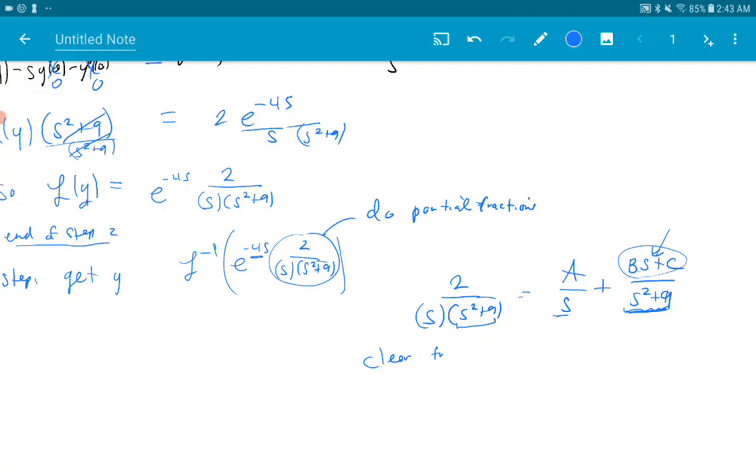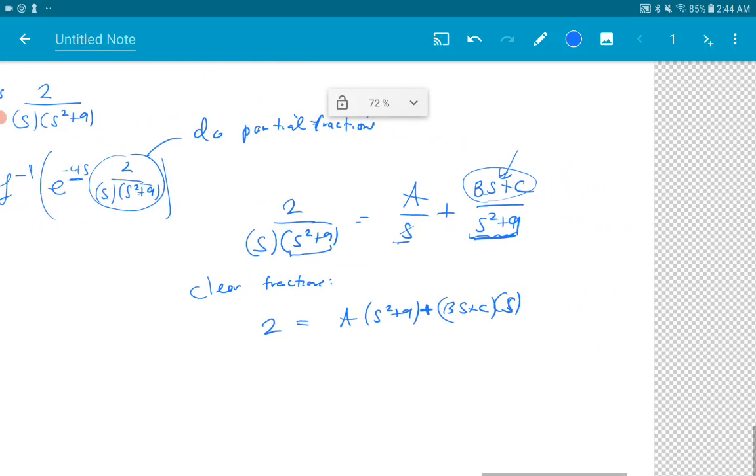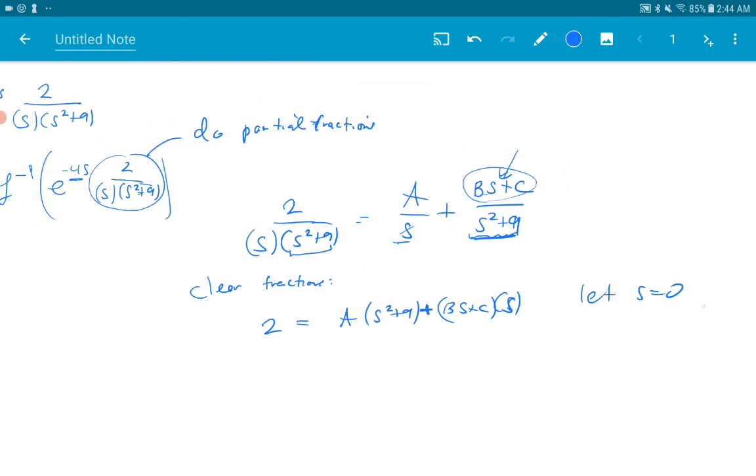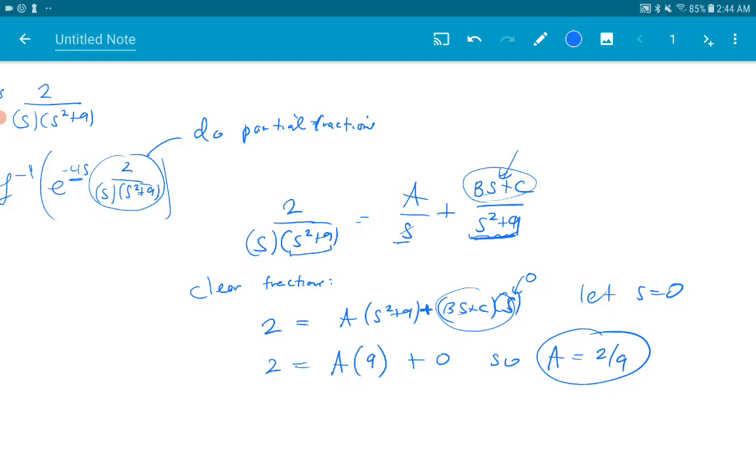You clear fractions. So if you clear fractions, you get 2 on the left equals a times s squared plus 9, because the s's would have canceled, and then plus bs plus c, where I'm left with s. We can use that same trick. Let's let s equal 0 and see what we get. If s equals 0, I get 2 equals a times 9 plus, this whole thing is 0, because if s is 0, then this is something times 0, which is just 0. So we can right away say a is 2 over 9. That's nice. I just have to get b and c.